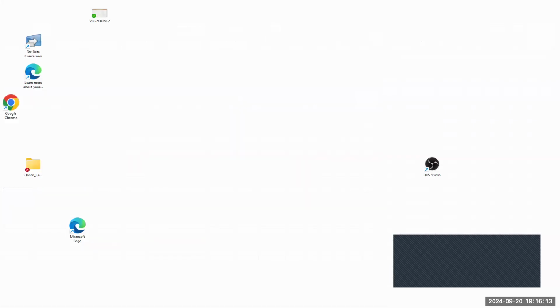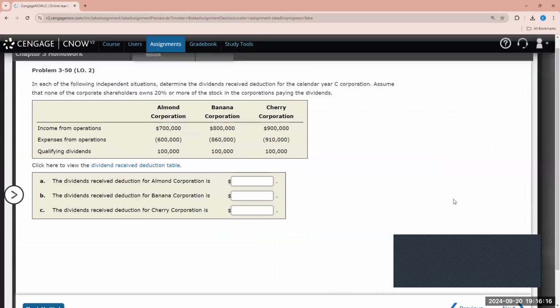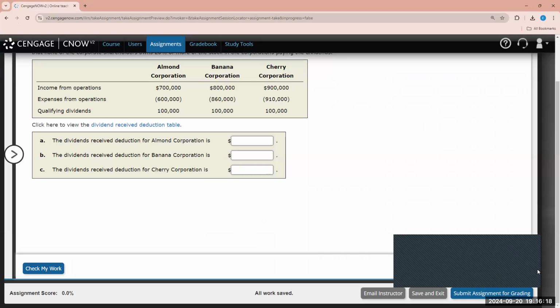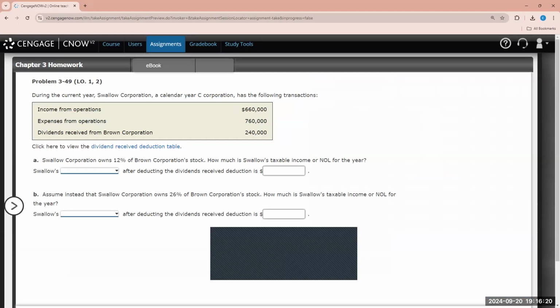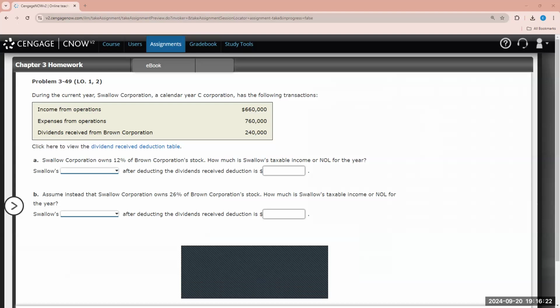All right. So this brings us to our next question. So here it says, Swallow Corporation owns 12% of Brown Corporation stock. How much is Swallow's taxable income or net operating loss for the year? Assume instead that Swallow Corporation owns 26% of Brown Corporation stock. How much is Swallow's taxable income or net operating loss?